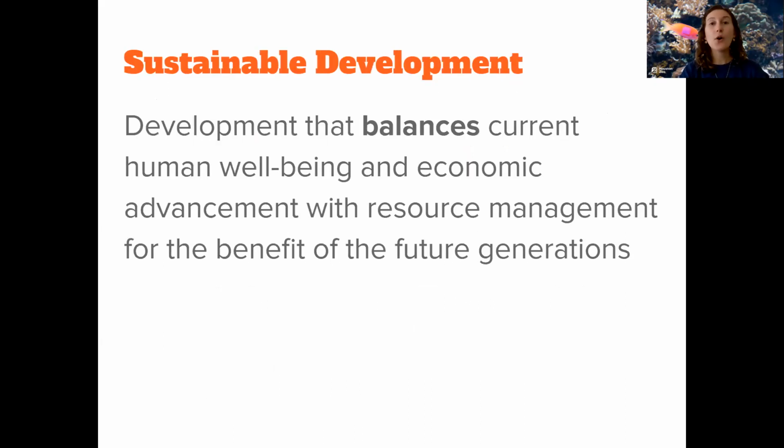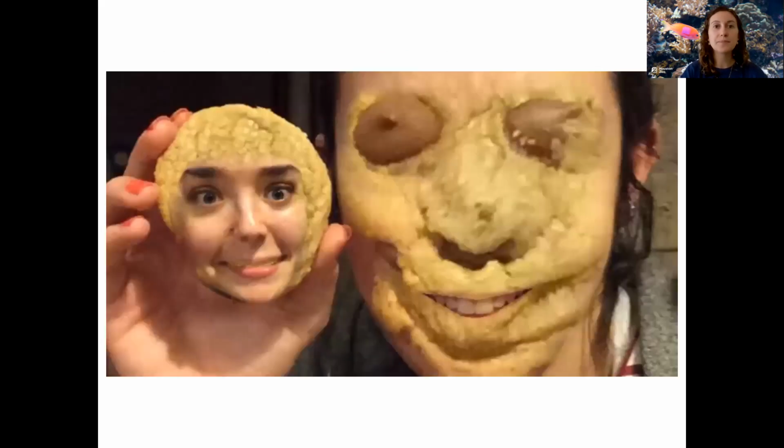All right, so another vocab term, sustainable development. It is exactly what it sounds like. It is development that balances current human well-being and economic advancement with resource management for the benefit of future generations. We want to advance, we want to make sure that we're taking care of our people here today, but we're also thinking ahead of all those future generations and making sure that we have enough for those in the future.